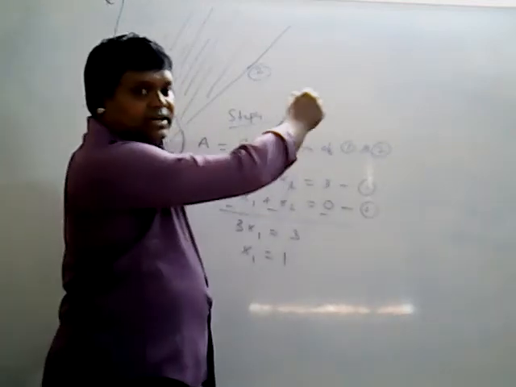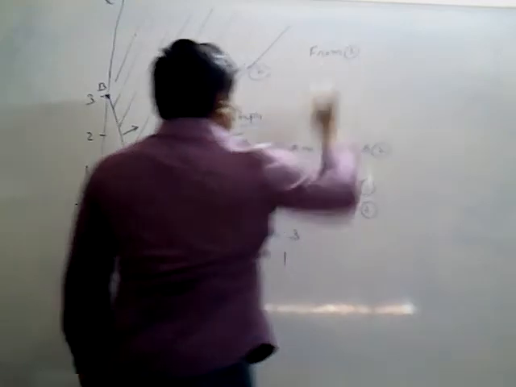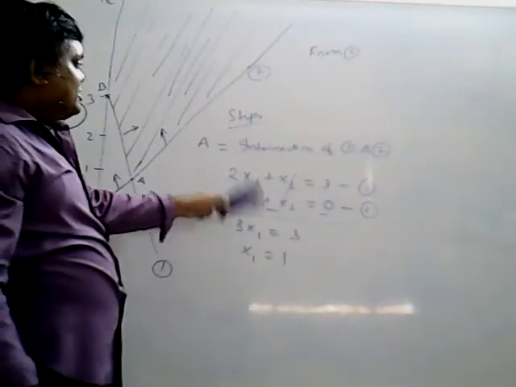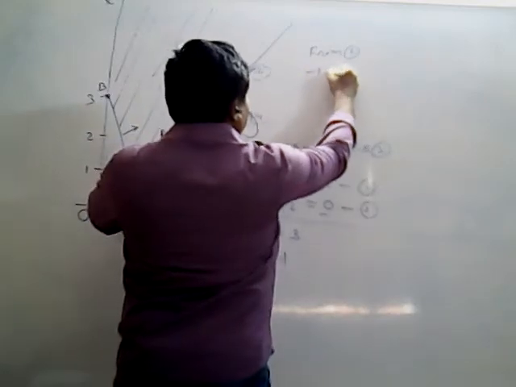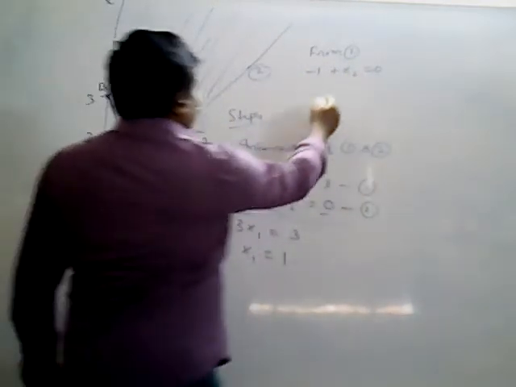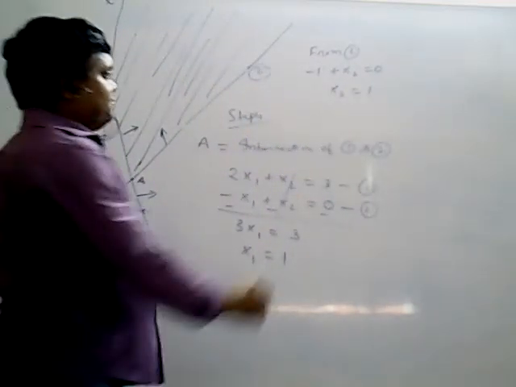So I will take equation 2 and substitute. What is equation 2? This is equation 2. Minus x1. You got the x1 value, so minus 1 plus x2 equals 0. So what is the x2 value? x2 value is equal to 1.